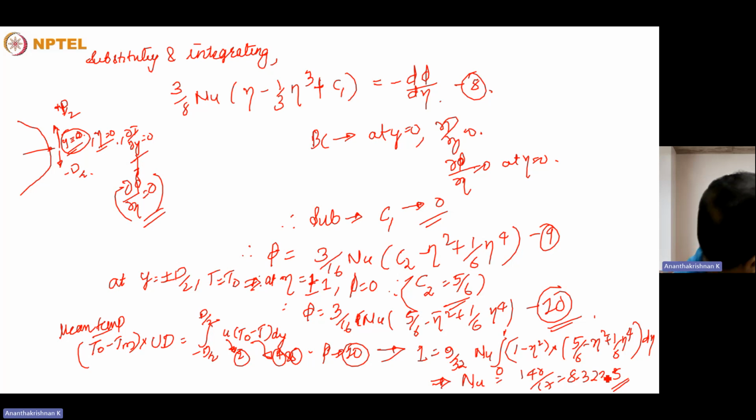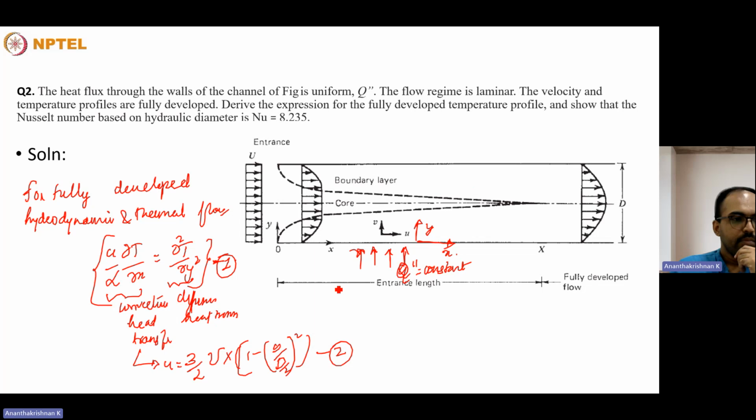So using these three values, we can actually find the non-dimensional temperature phi, that is represented by equation 9. And then you can use the mean temperature equation, and from that you can finally get the value of the Nusselt number as a constant for a parallel plate, 8.235. So this is a straightforward problem, but it requires the hydrodynamically fully developed velocity profile as well. So for that, this is a prerequisite.